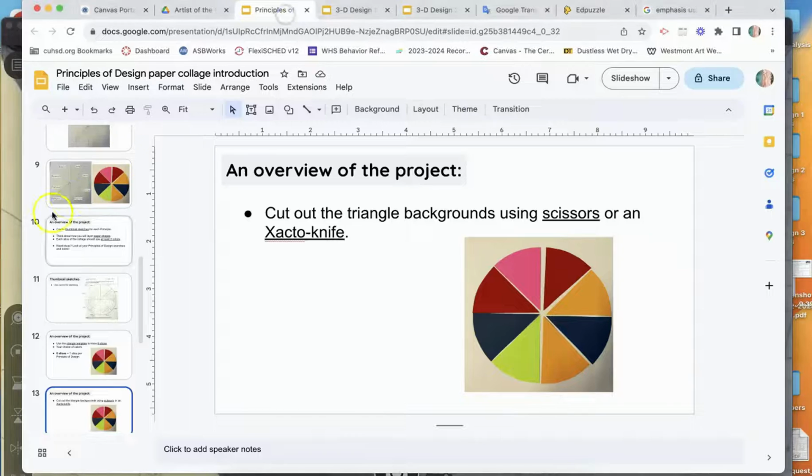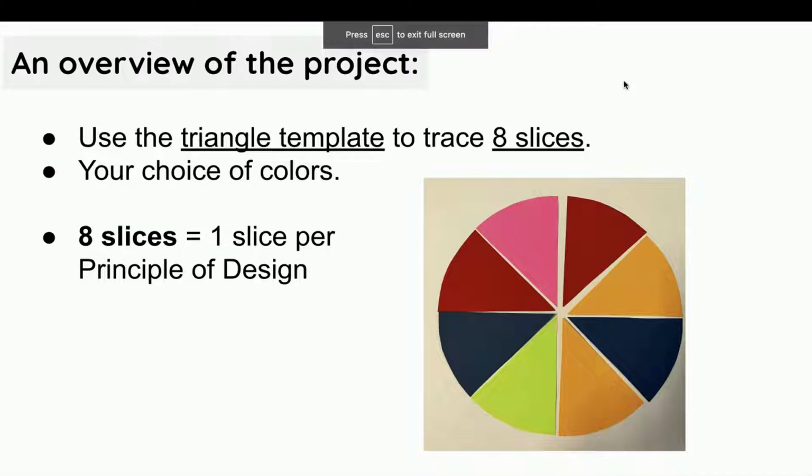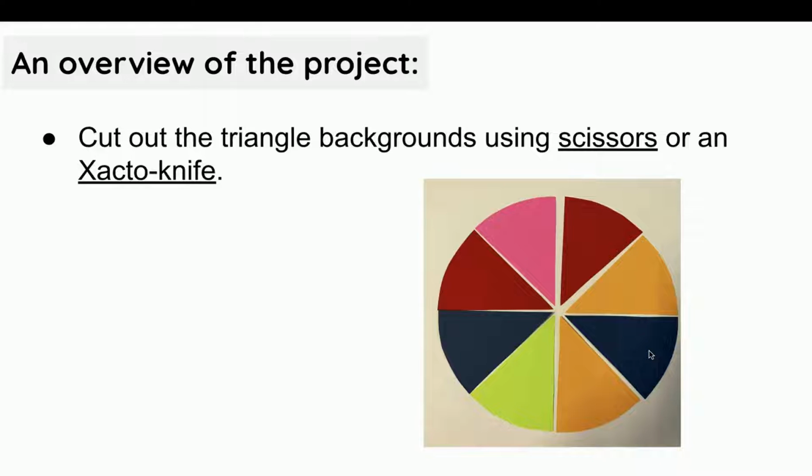Okay, so once I've checked that, then we're going to move on to actually creating your paper collages. You're going to be using a triangle template to trace 8 slices. You can see here I've got my 8 slices that correspond to my plans. You get to choose the colors for the backgrounds because, again, it depends on what you're doing, right? If you're going to create contrast, are you going to have a light color and a dark color? So we have 8 slices, which is 1 slice per principle of design, and you're going to cut out the triangle backgrounds using scissors or an X-Acto knife.